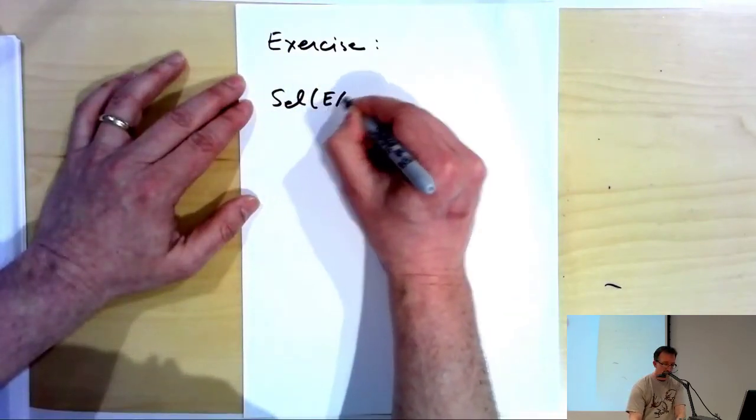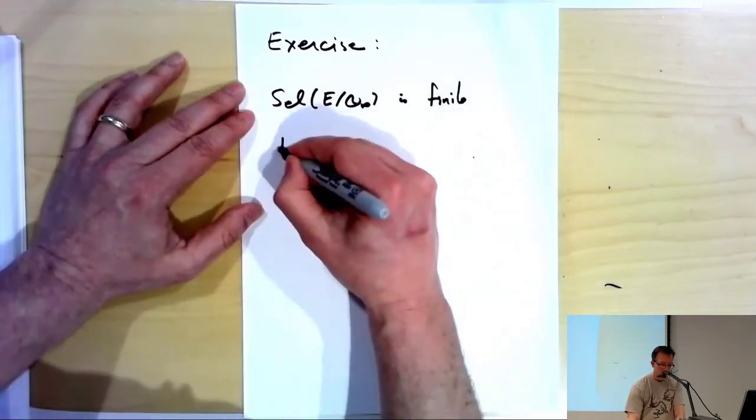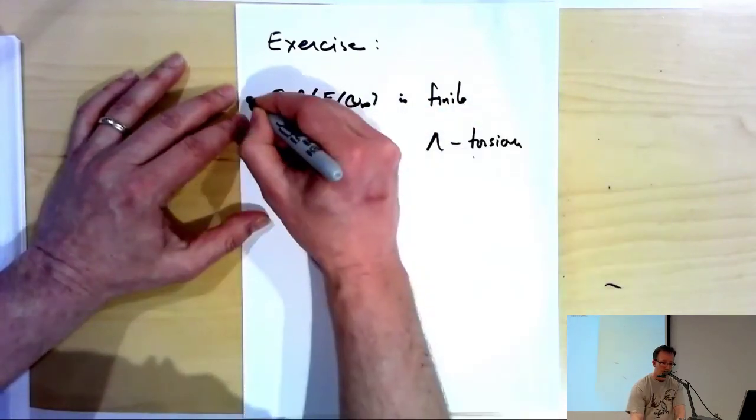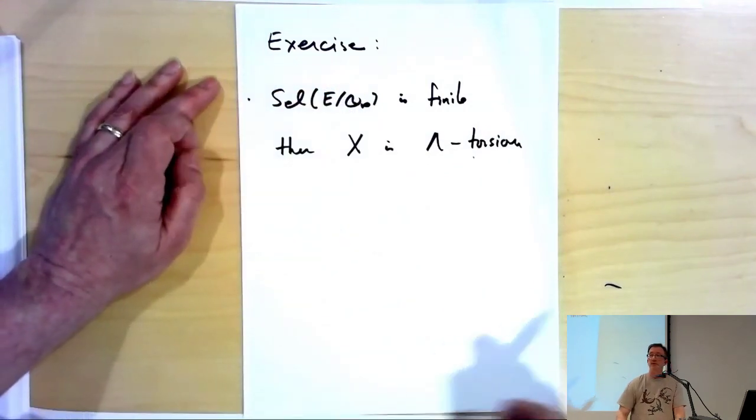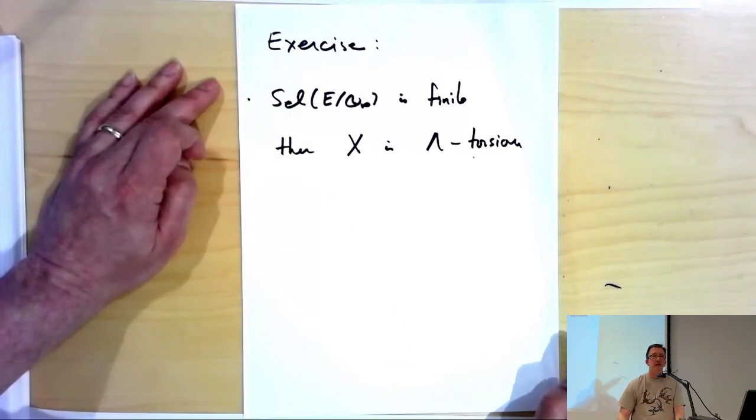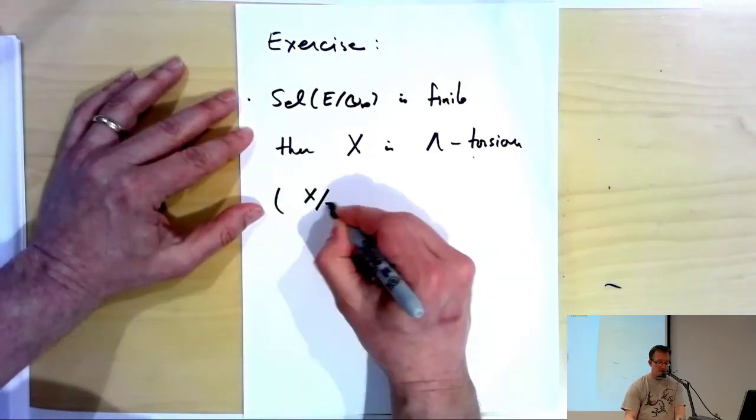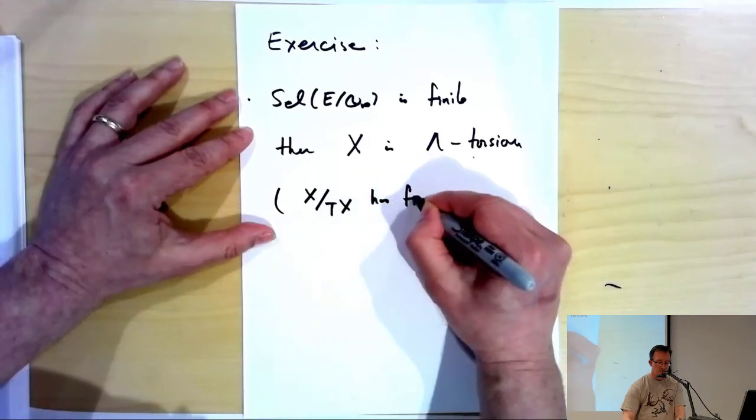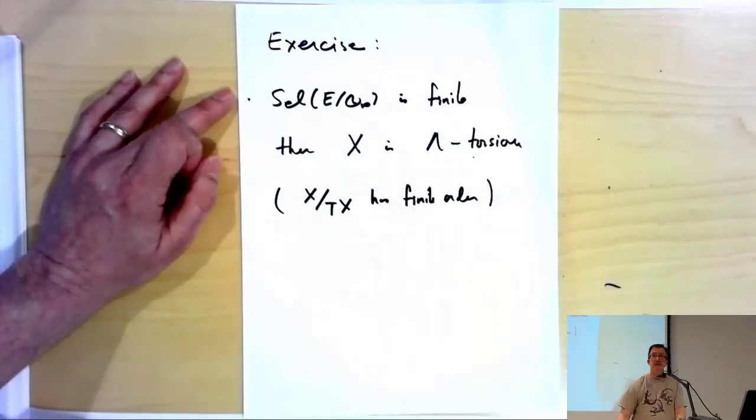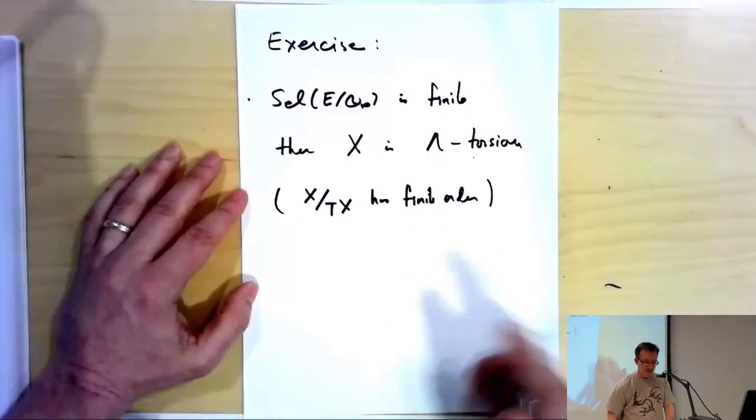If the Selmer group of V over Q infinity is finite, so it's finite order, then X is lambda torsion. You should be able to deduce that from what we've written so far. To say that X is lambda torsion, here's the hint, I just need to know that X mod T of X has finite order. That's enough to tell you that X is in fact lambda torsion, and then you go back and look at the things that we've written down.